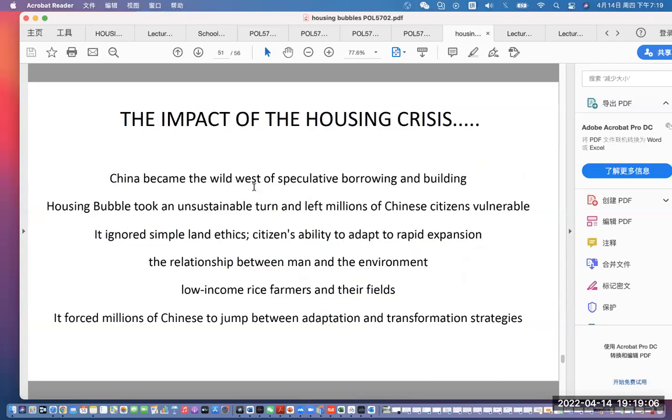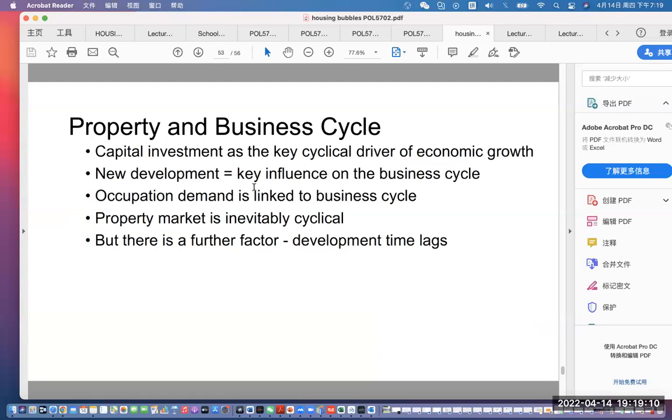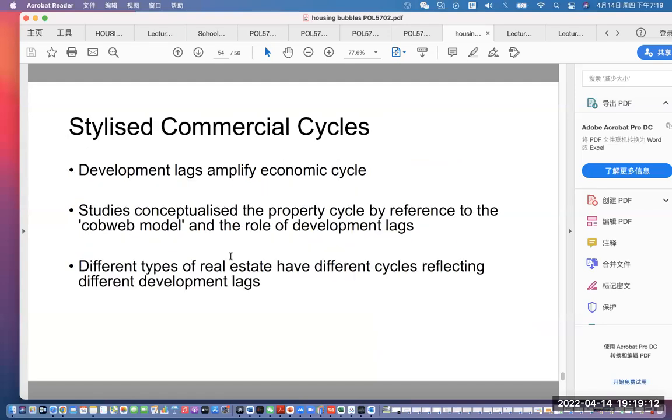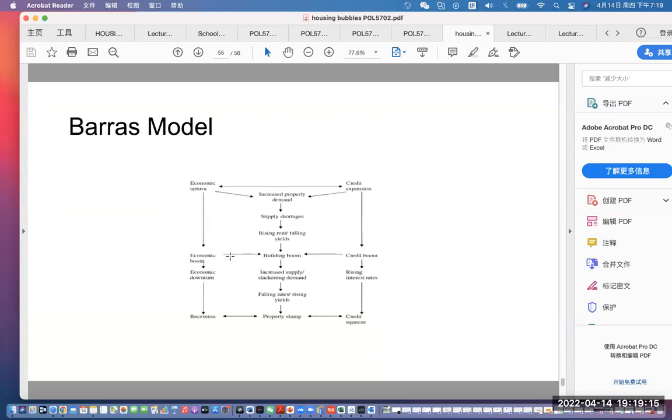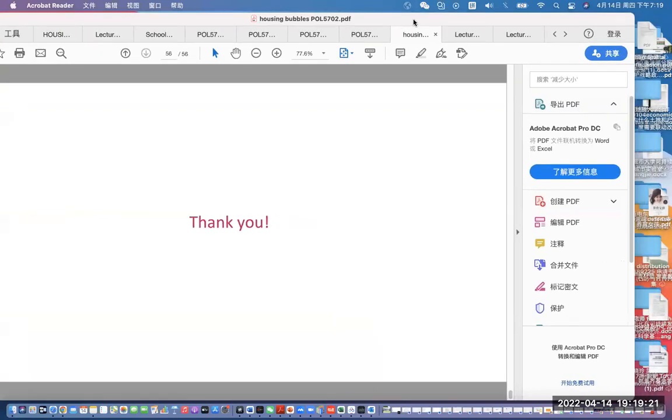and how this housing crisis works by making the property and business cycle stylized commercial cycles. Like Bard's model is very effective to illustrate this. So the housing bubble is quite comprehensive.